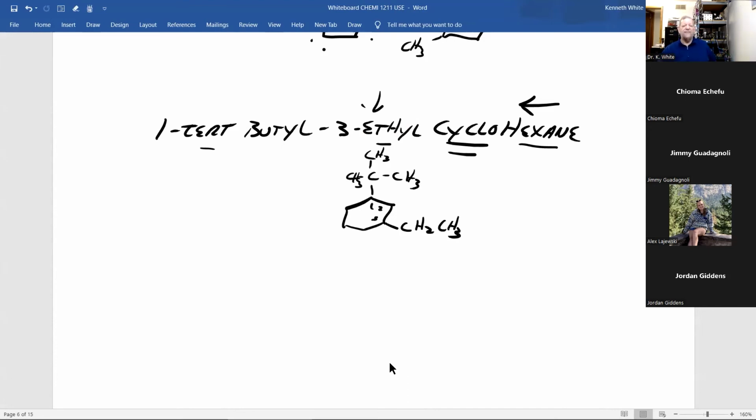And we have, starting from the right, hexane, cyclohexane, a 6-membered ring. Carbon 3 is an ethyl group. Carbon 1 is a tert-butyl group. And here's my tert-butyl group. Carbon 1, then 2, 3, my ethyl group. And that's how you do it.